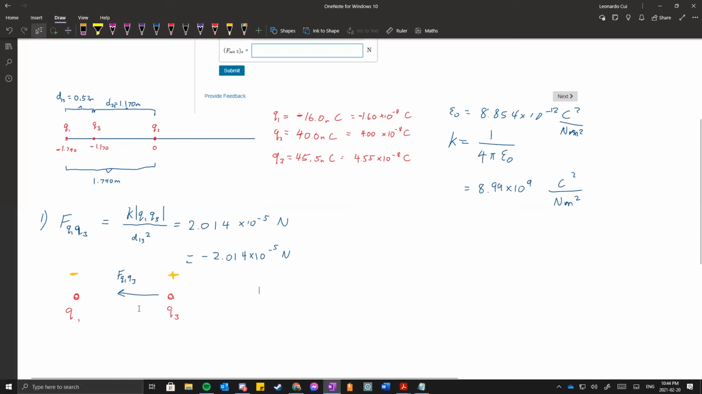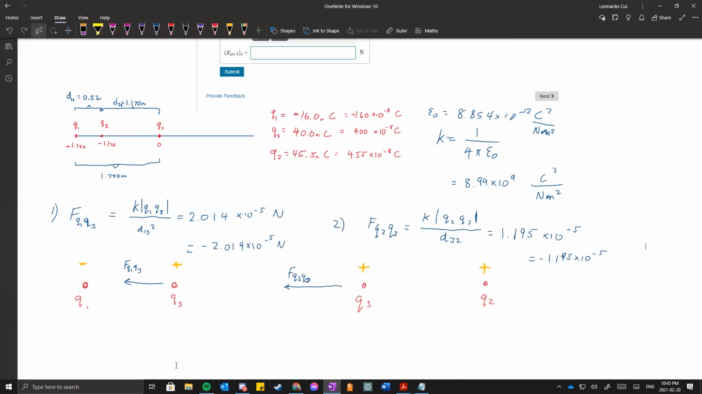And when we account for the fact that Q1 and Q3 are opposite charges, that means that Q1 has an attractive force exerted onto Q3, and so the force that Q1 exerts on Q3 is to the left. And so we apply the vector to the force, and so we get a final force of negative 2.014 times 10 to the power of negative 5 newtons.